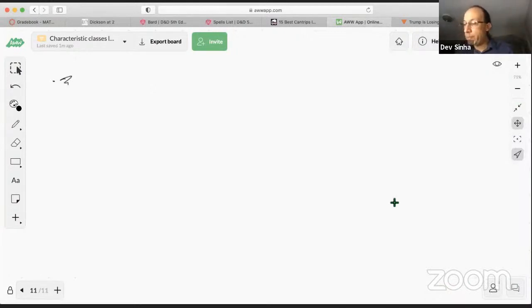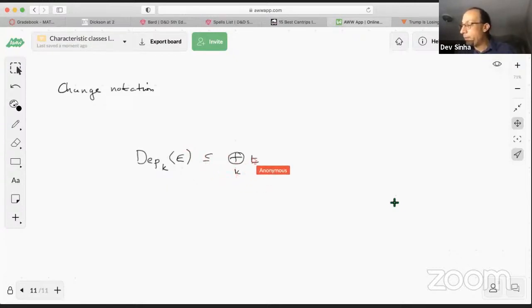So yeah, first I'm going to change notation. I changed my mind a little bit. The star of the show really should be something I'm going to call dep k E, the dependent sets of k vectors in E. And this is a subset of the direct sum of k copies of E.